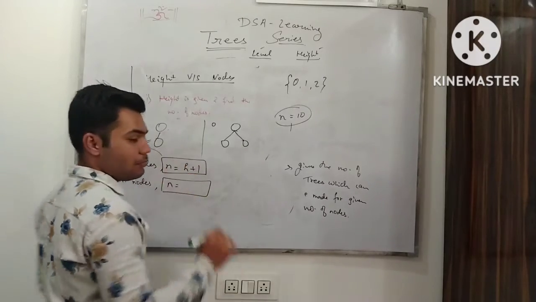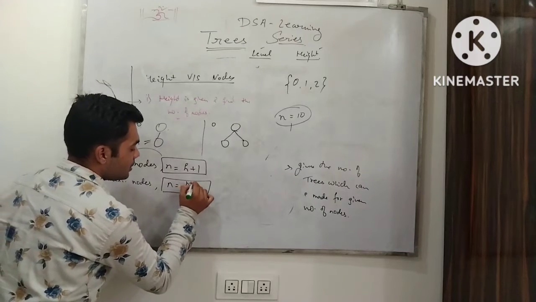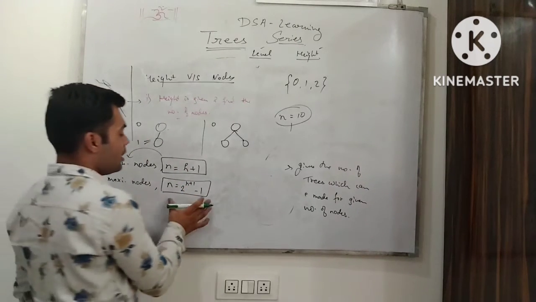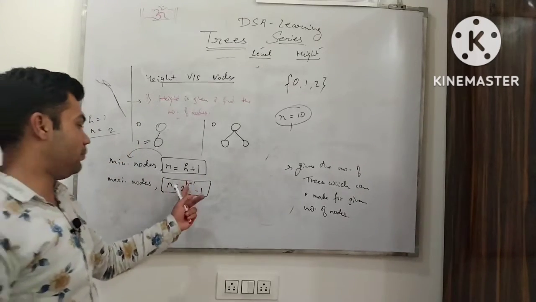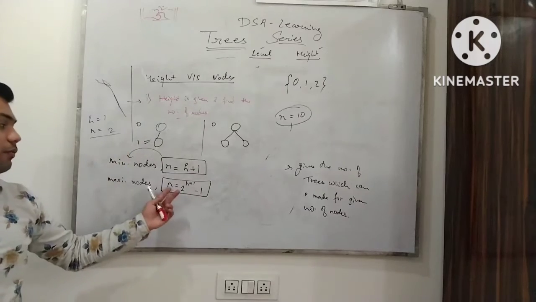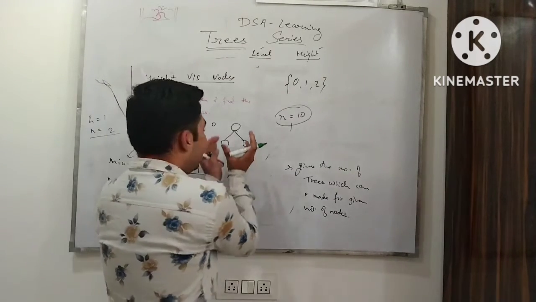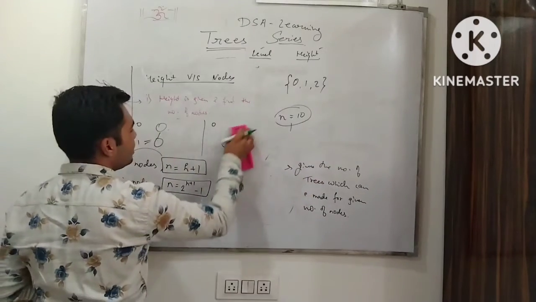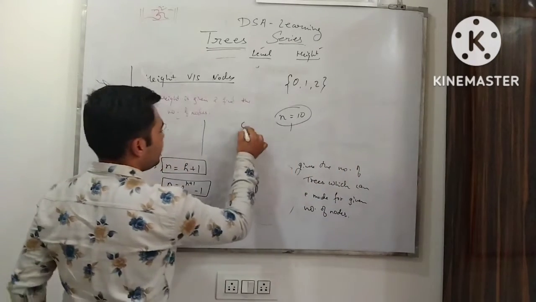For the maximum number of nodes, what is the formula? 2 to the power h plus 1, minus 1. You can get the number of maximum nodes by simply putting the value of h. It is not necessary that the height is always 1. The height can be anything.